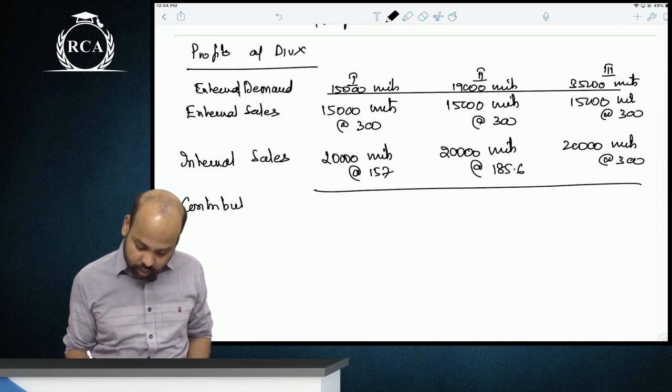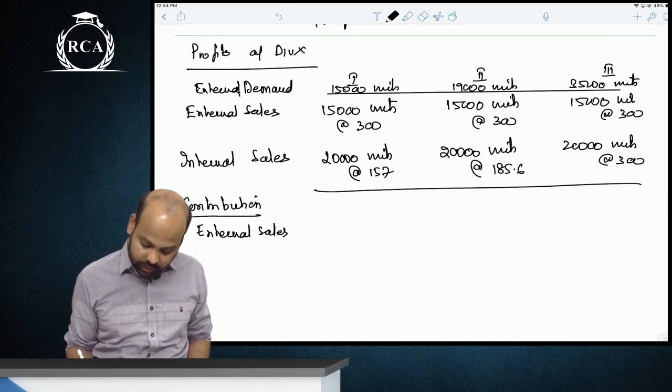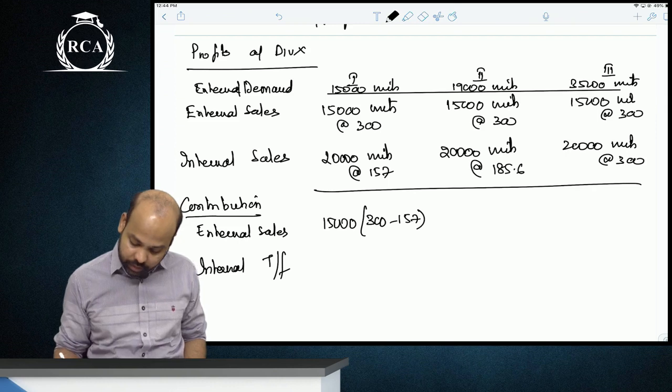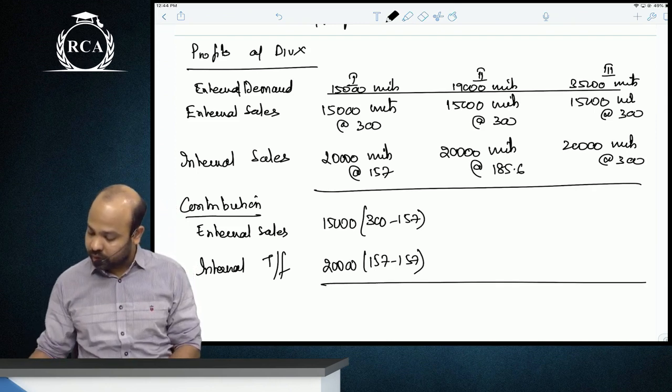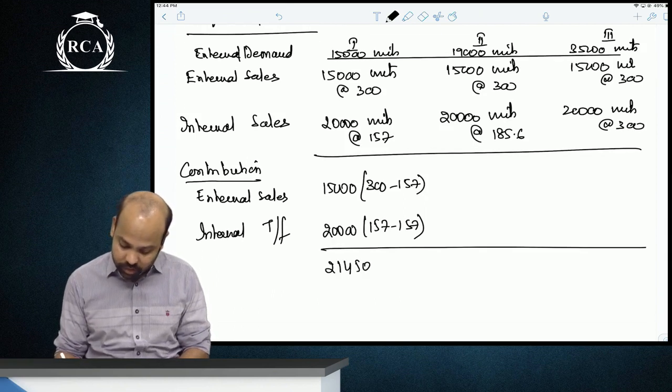Contribution, guys, from external sales and internal transfers. This is 15,000, guys, into 300 minus 157. This is 20,000, guys, into 157 minus 157. All of this would give us a contribution of 143 into 15,000, which is 21 lakhs 45,000.